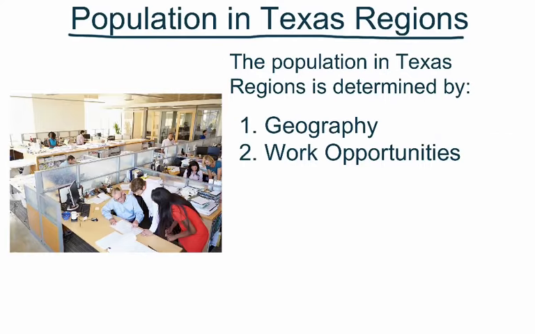The next one that will determine the population of a Texas region will be work opportunity. Now, people are not going to move if they don't have an opportunity to make a living or have a job, right? So the biggest thing that will affect where people will live according to their region will be the work opportunities like the people in this picture working will have.